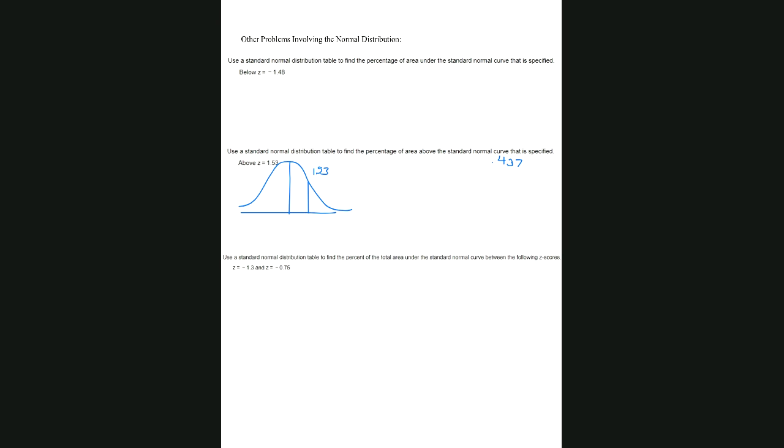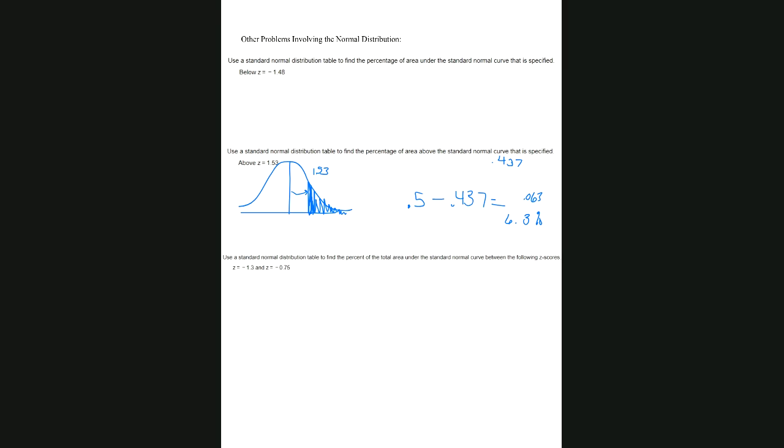I want to look at the area that's above, so I want this area right here. So this whole side is 0.5. I need to take 0.5 and subtract from it the area from here to here, which I just found out was 0.437. So when I take 0.5 and subtract 0.437, I get 0.063, or 6.3%.